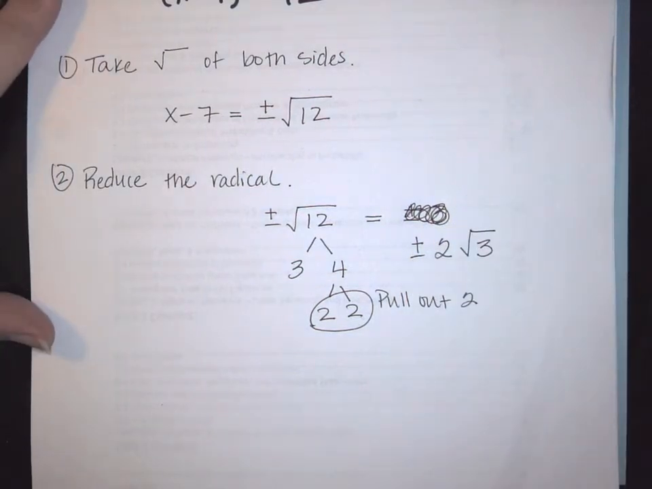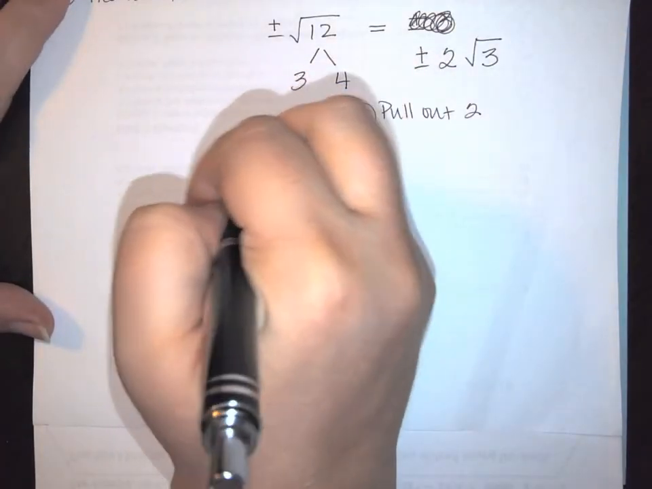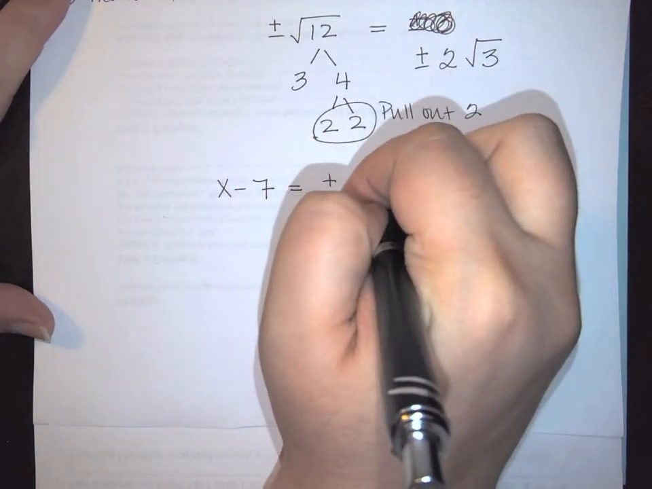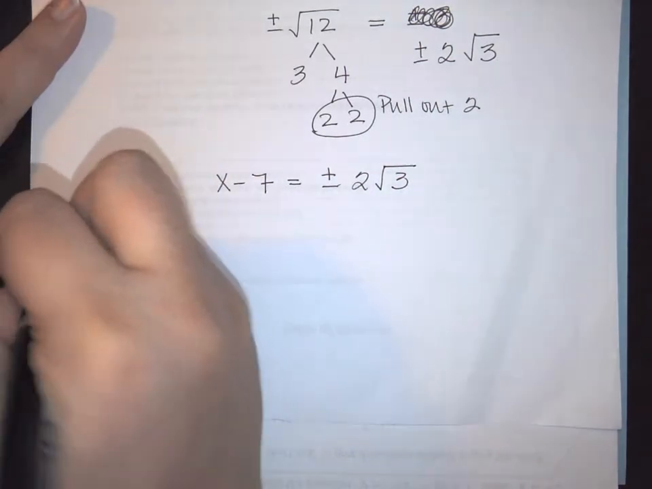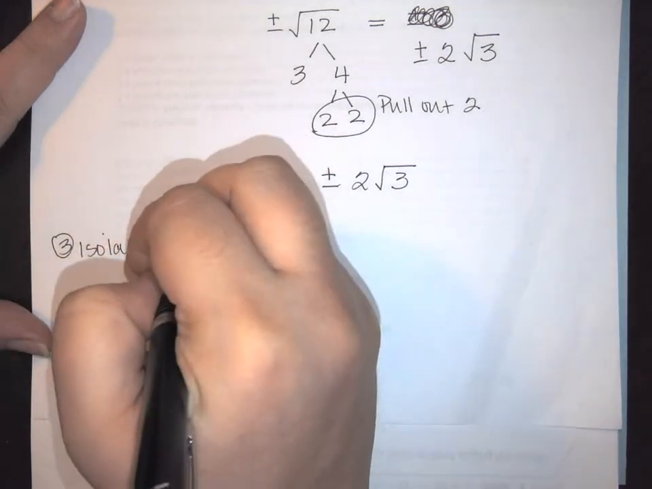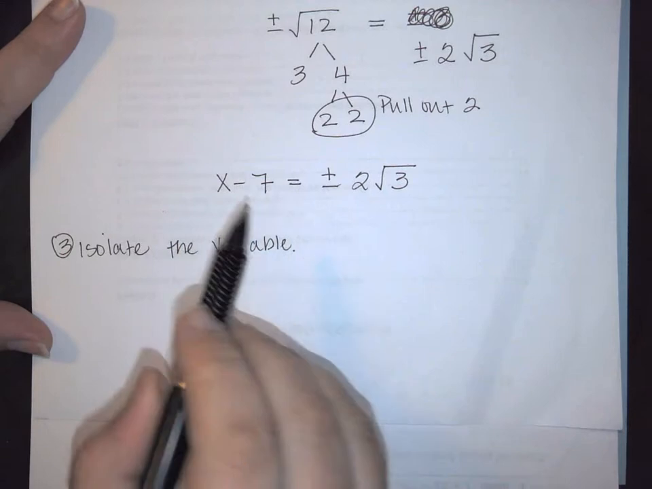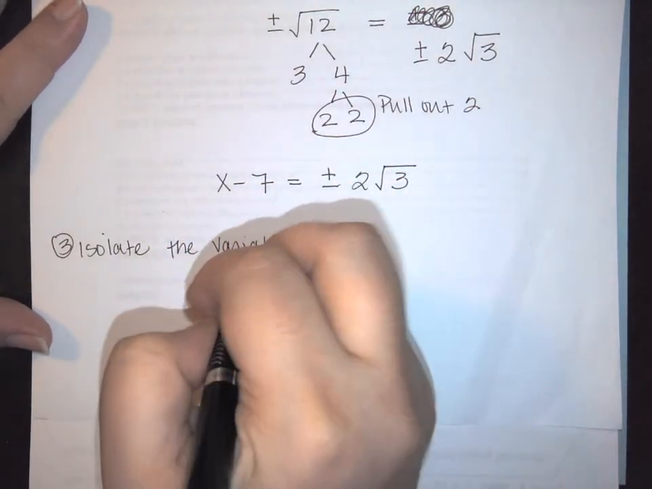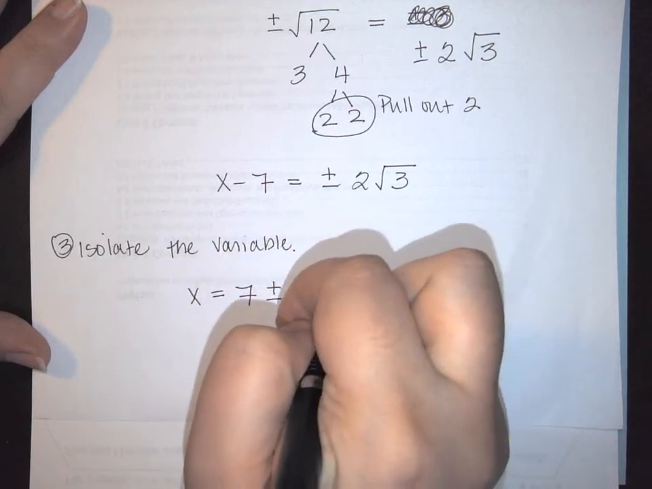So I can rewrite my little equation: x minus 7 is equal to plus or minus 2 square roots of 3. Now the last thing that you need to do is isolate the variable. So that means I need to take this 7 and move it to the other side. So x is equal to 7 plus or minus 2 square roots of 3.